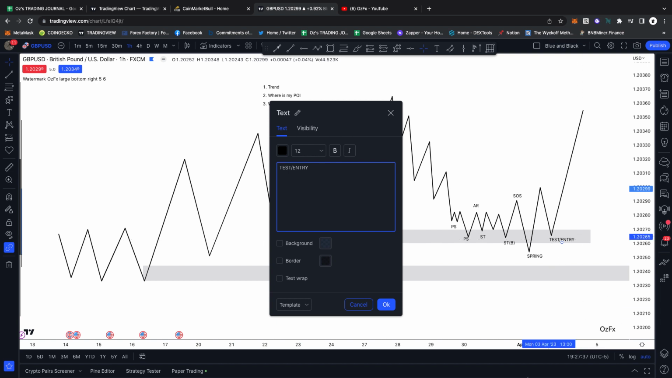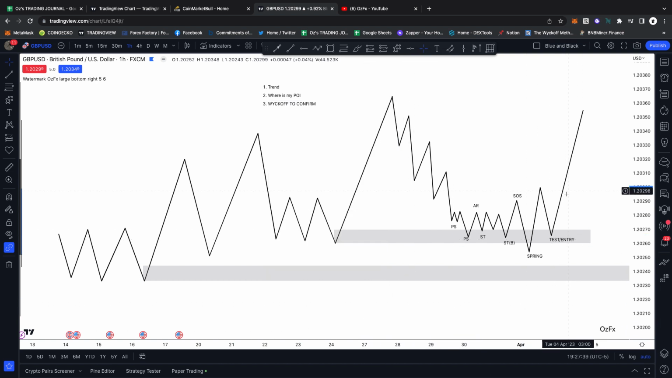You want to enter on the test, or there could be LPSs in here, but for this example, I'm not even doing that. So take a screenshot of this. This is literally how you use Wyckoff right here. You use it in conjunction with the trend, your point of interest, and then you use it as a confirmation. All right, literally, guys, that is all I need to show you for this. That's it.